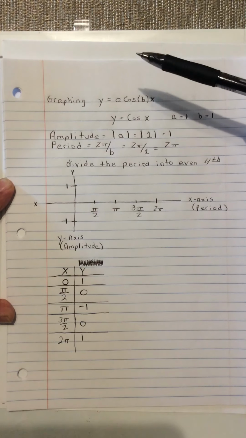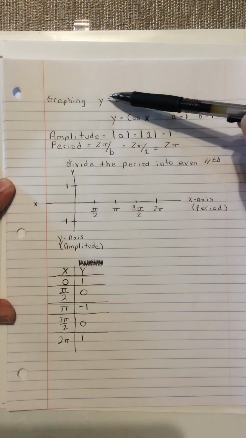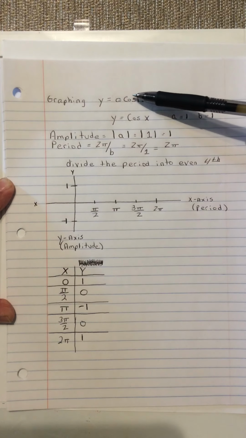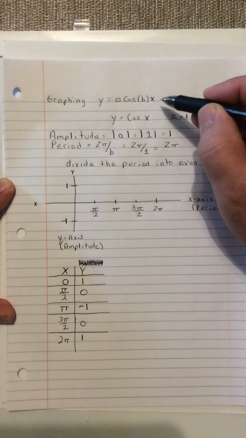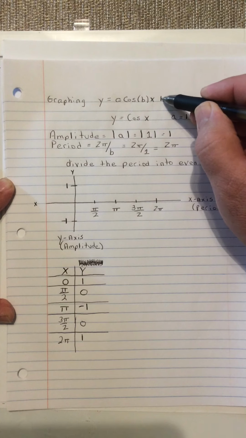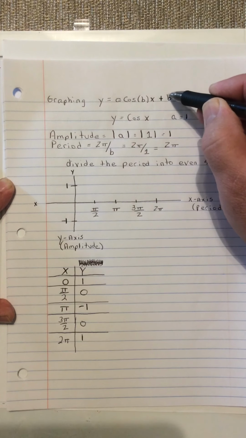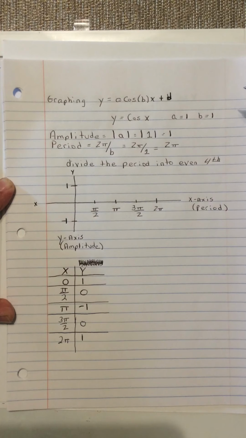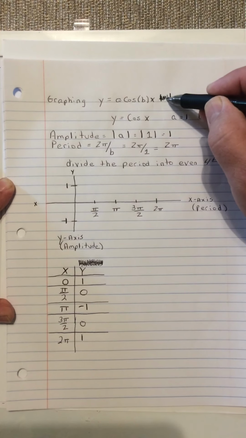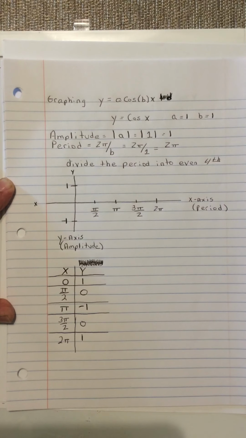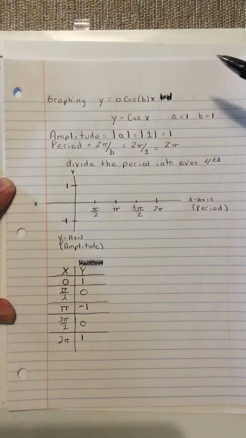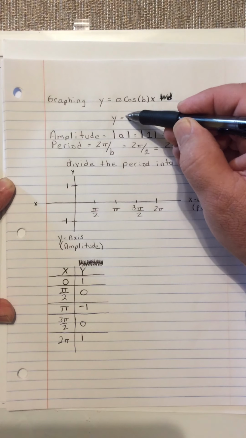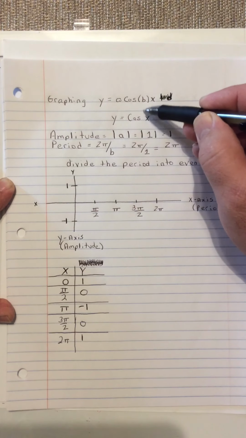And for this first lesson, we're going to talk about what it means to be y equals a cosine bx. That's the form we're going to look at. We will eventually look at what happens if we add some number d out here. But for this lesson, we're not going to do that. So let's just start with y equals cosine x. That would mean my a value is 1 and my b value is 1.